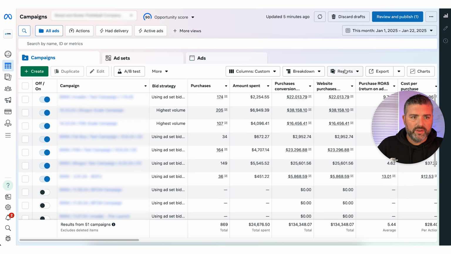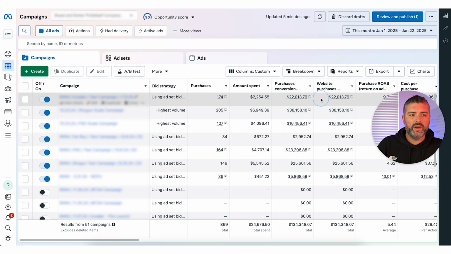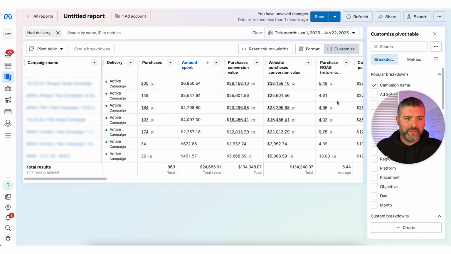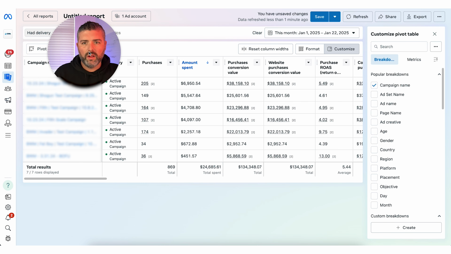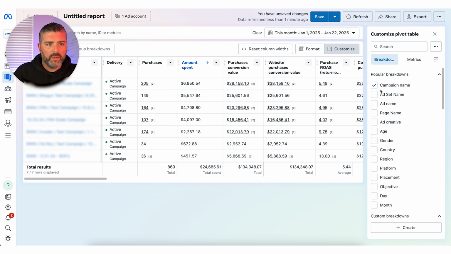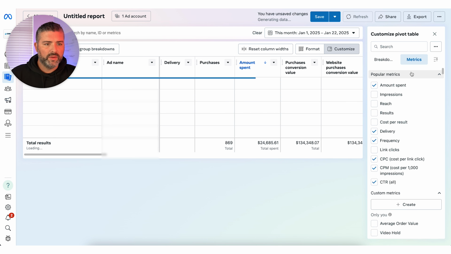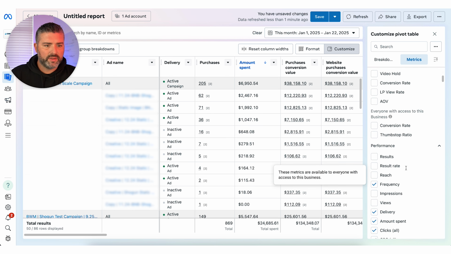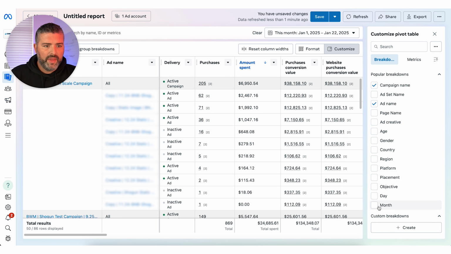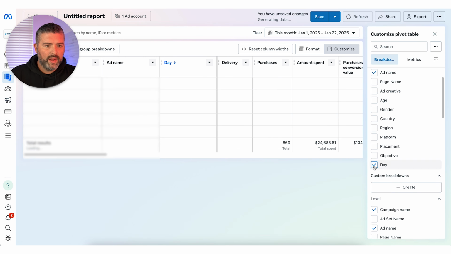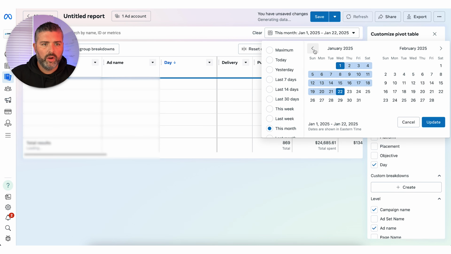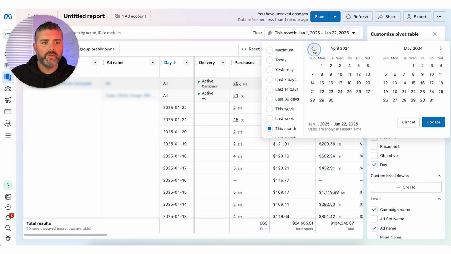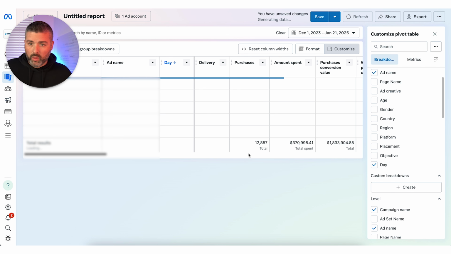The first step here is going to be go to reports, create new report. I want to do this one first so that you guys can follow along with me. We want to make sure campaign name is selected, ad name is selected, and then go into metrics. We want all of the standard metrics, reach, frequency, clicks, and then we want day breakdowns. And from there, we want to do the last 12 months. So this is going to be a ton of stuff.